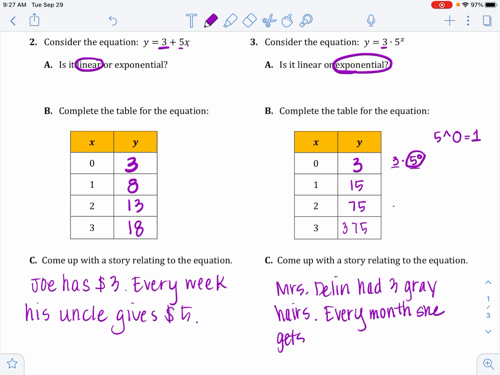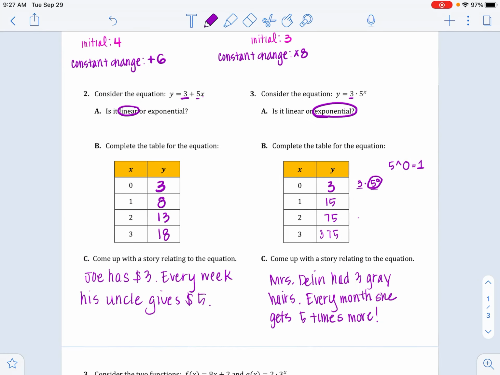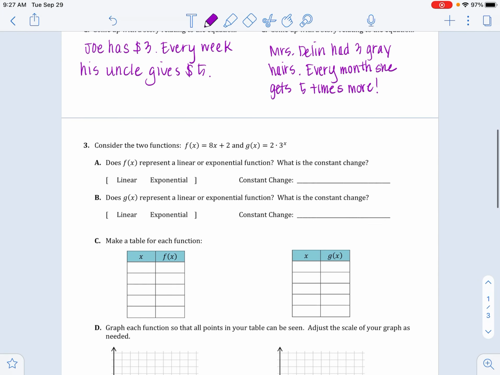So every month she gets 5 times more. So be creative with your stories. We love reading them.